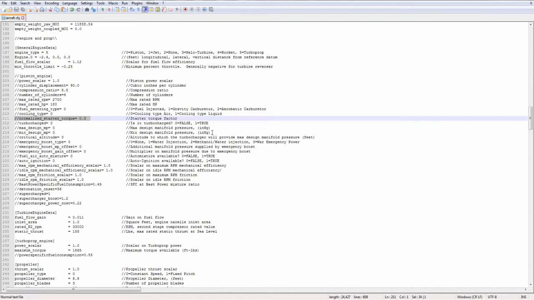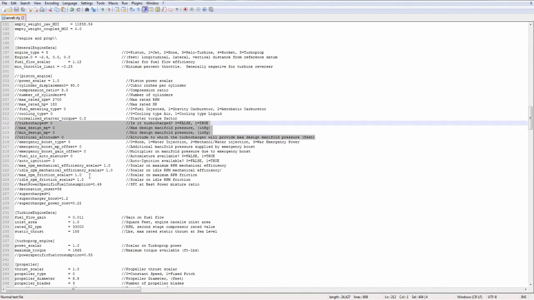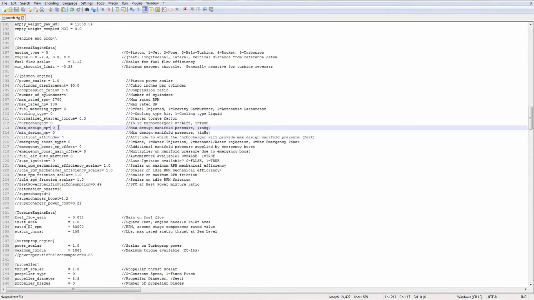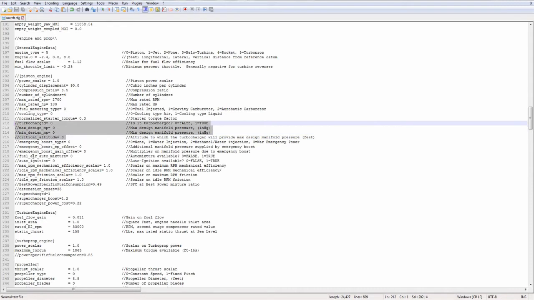Turbocharger: these next 4 are for turbochargers. Does it have a turbocharger? 0 for false, 1 for true. Maximum design manifold pressure of the turbocharger, minimum design manifold pressure of the turbocharger, and the critical altitude, which is the altitude to which the turbocharger will provide maximum design manifold pressure. Above that altitude, it starts to decrease. So you can toggle the turbocharger on and off here.